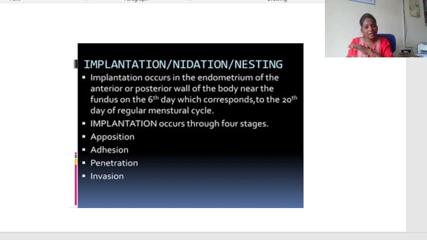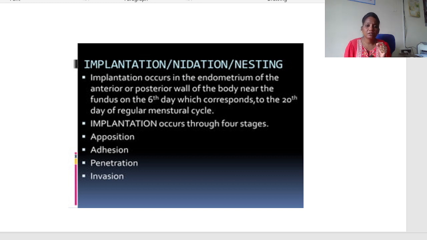It should be a fertile land. The endometrium should be thick and healthy. Then only the zygote, the fertilized egg, will come and implant here, attach to that. Then that's called implantation. Implantation occurs in the endometrium of the anterior or posterior wall of the body near the fundus on the sixth day, which corresponds to the 20th day of a regular menstrual cycle. So I told you, after fertilization it travels in the fallopian tube itself for 6 days. Then it reaches the endometrium by the seventh day and starts attaching.